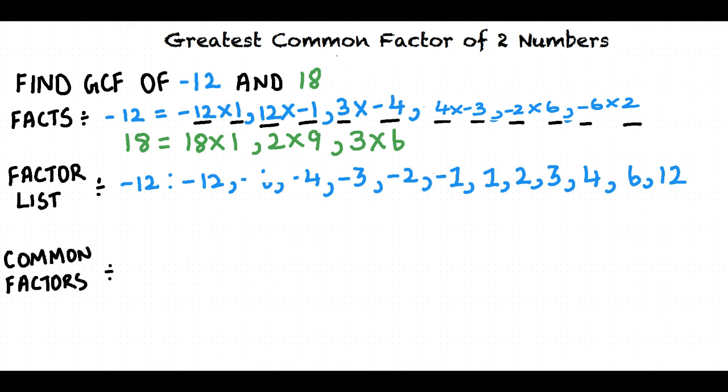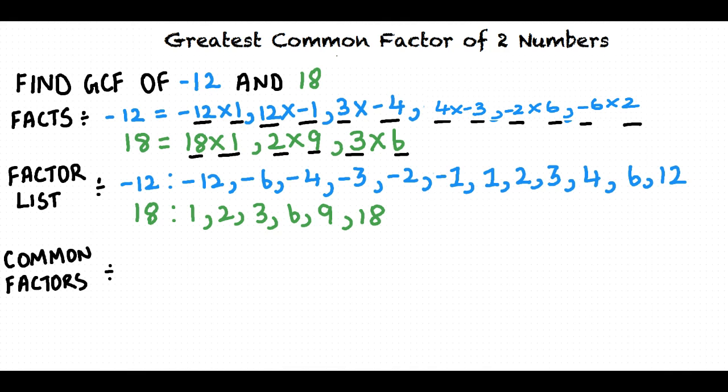The next step would be to create the factor list. The list of factors of negative 12 are negative 12, negative 6, negative 4, negative 3, negative 2, negative 1, 1, 2, 3, 4, 6, and 12. Similarly, the list of factors of 18 are 1, 2, 3, 6, 9, and 18.